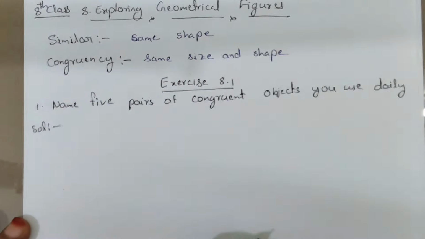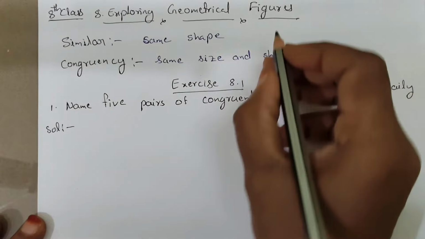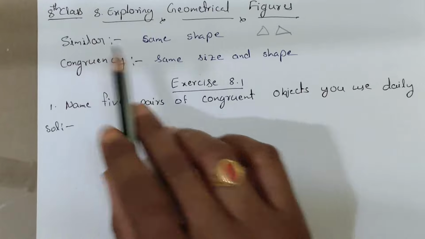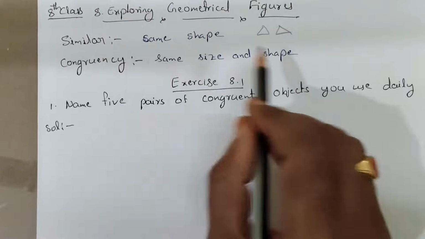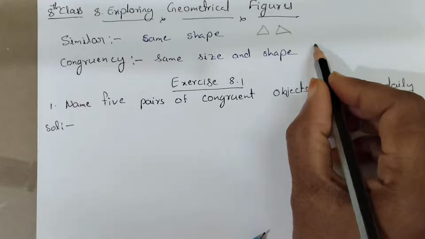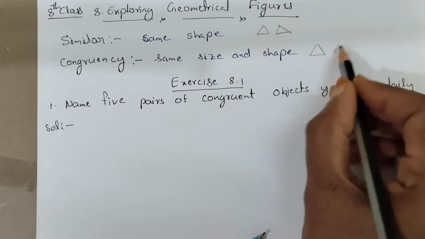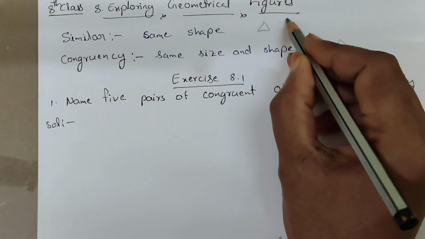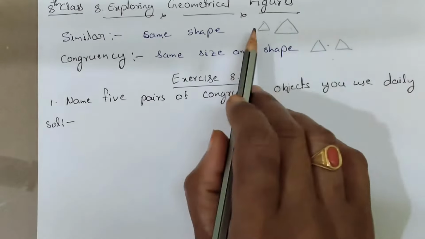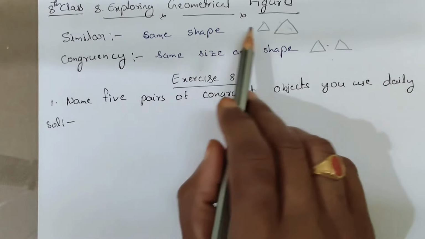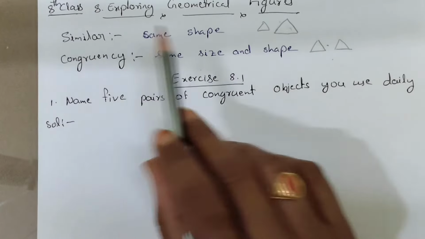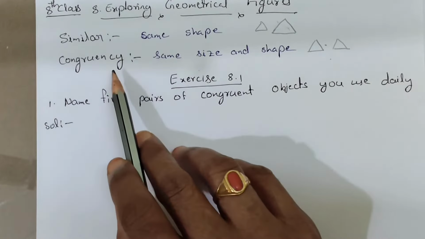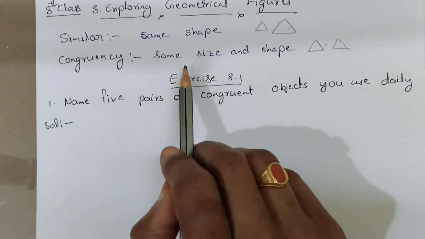We observe any shapes. Suppose here are two triangles, and we observe the two triangles have the same shape, so the two triangles are similar. If shape and size are the same, that is congruency. Suppose these two have the same shape and size. Next, one is a smaller triangle and another is a bigger triangle. These two are similar because the shapes are similar. Here size and shape both are the same, that is congruency. That is the difference between similar and congruent. So you remember these two definitions.